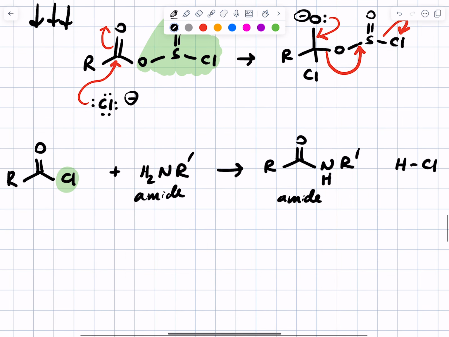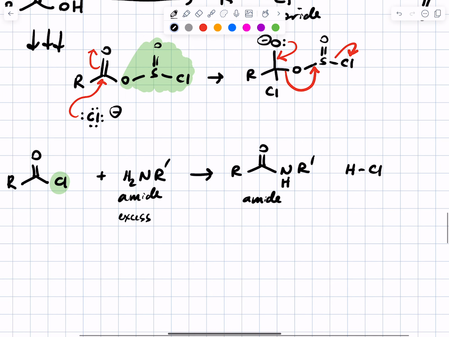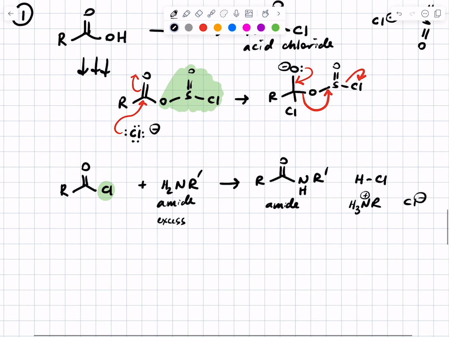Sometimes your text will say that you use an excess of the amine. That's because if you do that, then instead of Cl minus, which is a really cruddy base, doing the proton transfer, you can just use the excess amine to remove the extra proton. Okay, so that's one way. It's sort of cheating. Convert the carboxylic acid into an acid chloride, and then you can do whatever you want to the acid chloride, including making amides.